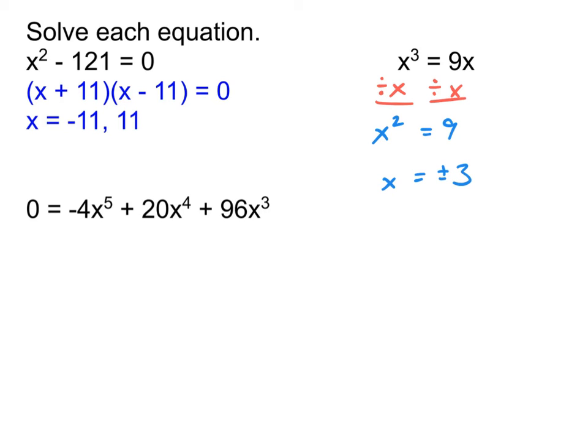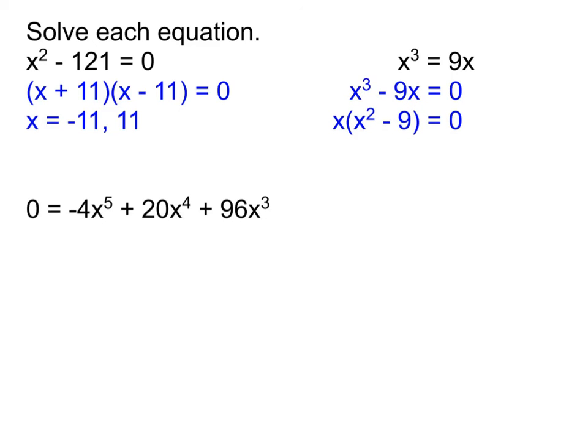But there's another way I could do it. I could move everything to the same side and factor it. But when factoring this particular one, the very first thing I need to do is look to see if there's something I can take out of every single term. And you'll notice that there is an x in both of these terms. And so I'd start by factoring out an x. And then I could factor the x squared minus 9 after that. And so that, of course, gives me x plus 3 and x minus 3. And so what does x actually equal? x equals 0, negative 3 and 3.